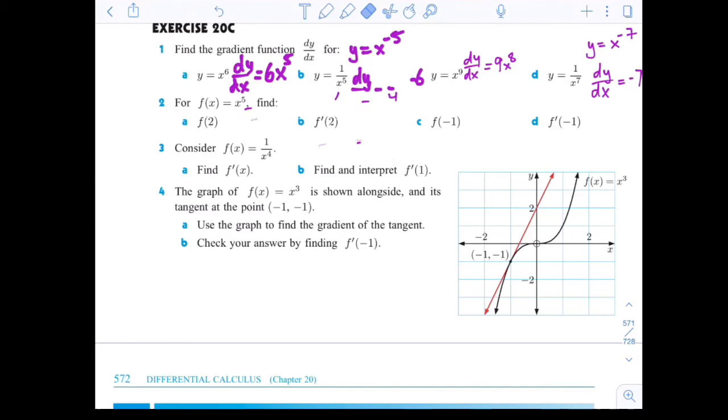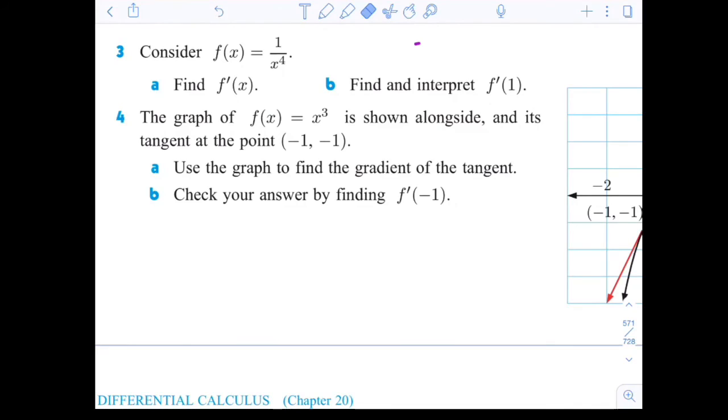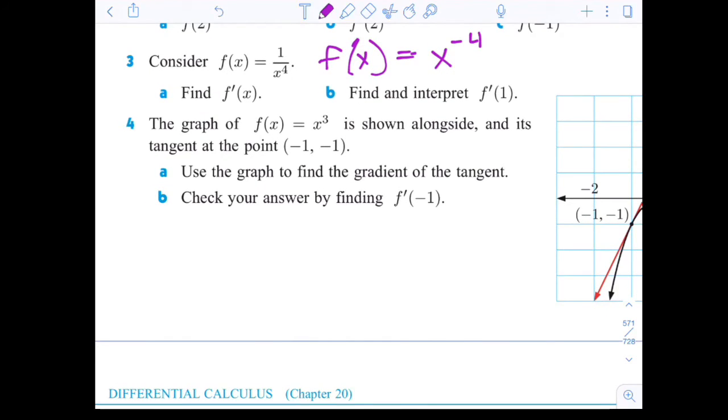Next one, as we work through, it says, consider f of x is equal to x to the power of negative 4. So we can consider it. Great, I've considered it. Now it says, find f dashed x. So that means find the derivative of that. Well, one way that we can work with that is, let's simplify it. I know that that's x to the power of negative 4. Right, because when it's on the bottom.